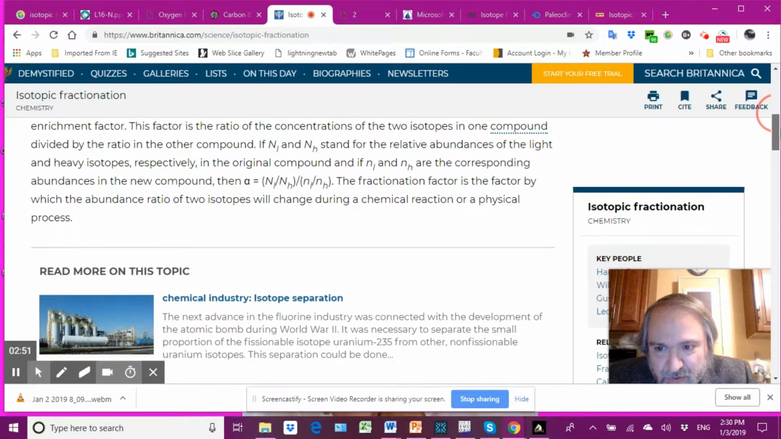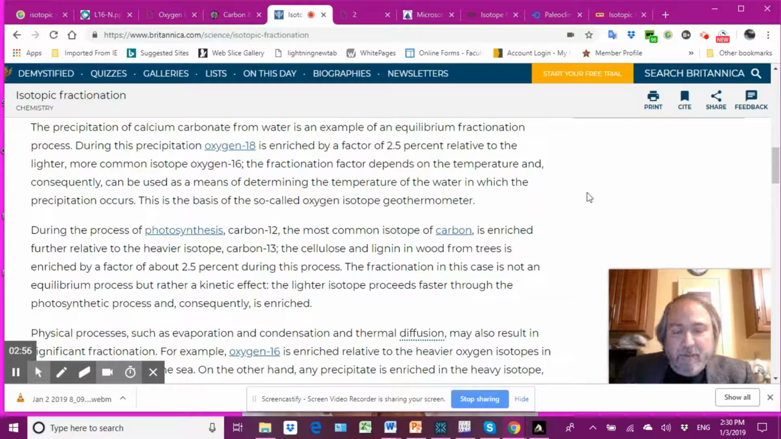So let's just scroll down a little bit here. As an example, the precipitation of calcium carbonate from water is an example of an equilibrium fractionation process. During this precipitation, oxygen-18 is enriched by a factor of 2.5% relative to the lighter, more common isotope oxygen-16. The fractionation factor depends on the temperature and consequently can be used as a means for determining the temperature of the water in which the precipitation occurs. This is an important sentence now. This is the basis of the so-called oxygen isotope geothermometer, i.e., constructing past climates.